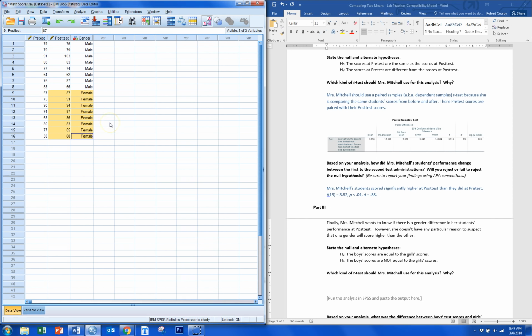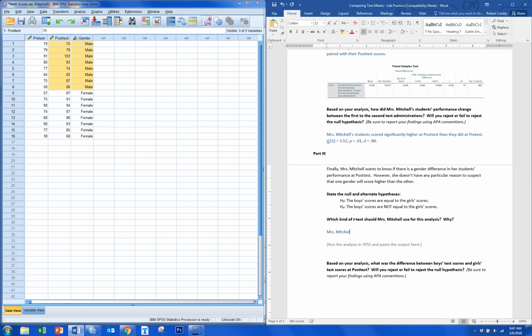Now again, you could have a situation where someone does pair them up. They say, okay, I'm going to take the lowest performing boy, pair him with the lowest performing girl, take the next lowest performing boy, pair him with the next lowest performing girl, and so forth. But that's not what's happened here. These aren't paired up in any meaningful way. They're independent. So we're going to use an independent samples t-test.